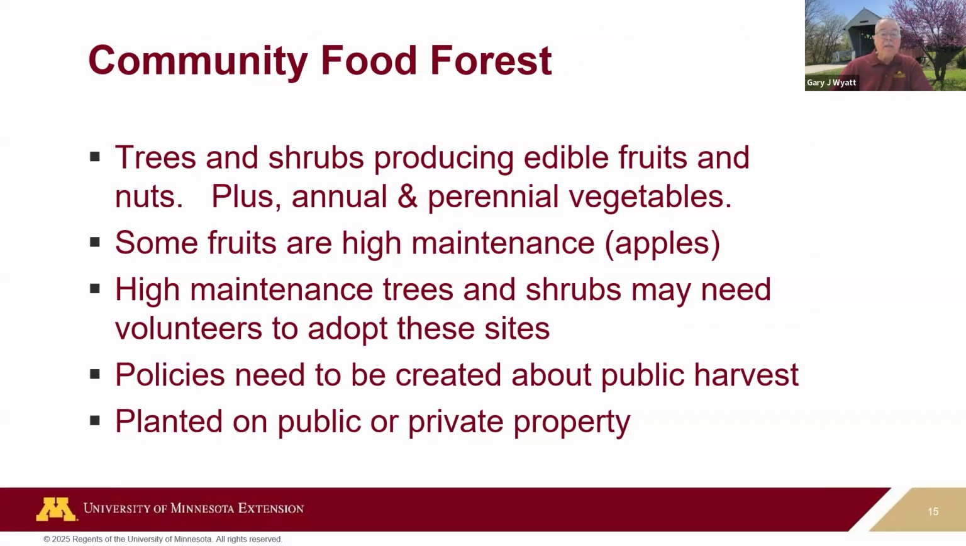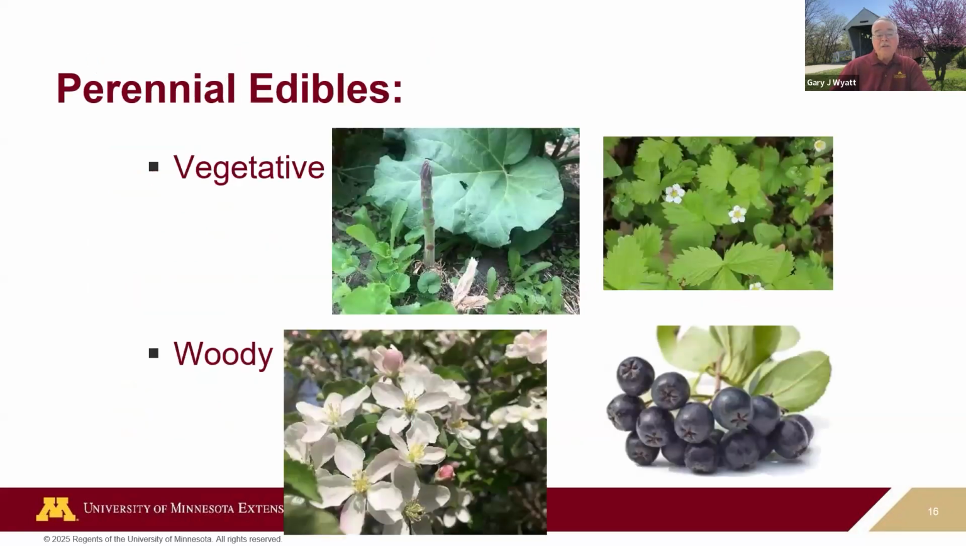High-maintenance trees and shrubs may need volunteers to adopt the sites: master gardeners, master naturalists, and tree advocates, whom we'll talk about a little bit later. Policies need to be created about the public harvest. Some allow just the volunteers that help with the food forest to harvest the fruits and nuts, and others are open to the public, planted on public or private property. If you talk about perennial vegetables, there would be rhubarb, asparagus and strawberries there. The woodies are basically apple trees and fruit trees, and there's an aronia berry there that's a little larger than normal.